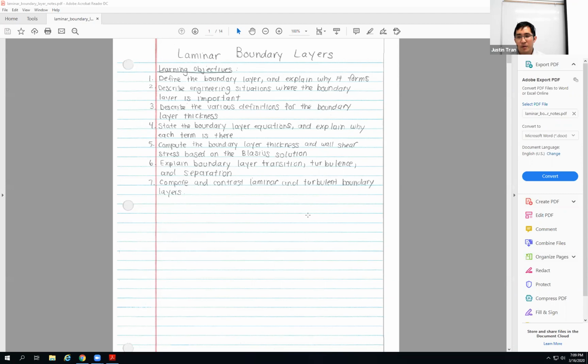So here are all the learning objectives that we're going to go over. Okay? First thing that we're going to do is first define what a boundary layer is and explain why it forms. We're going to describe some engineering situations where boundary layers are important. Another thing that we'll do is that there's various ways that you can define what's called the thickness of the boundary layer. So we're going over that.